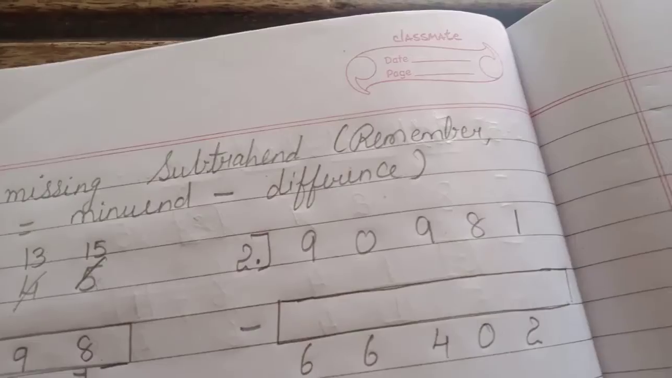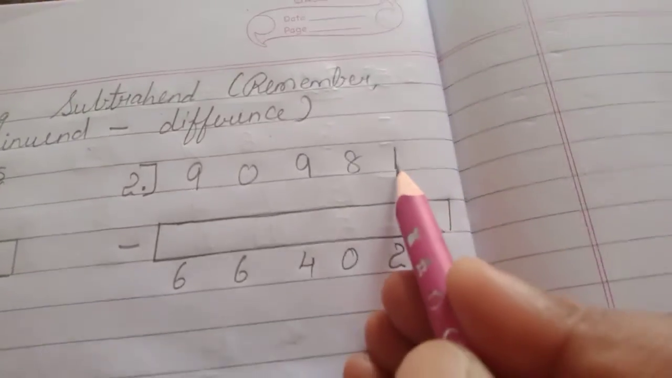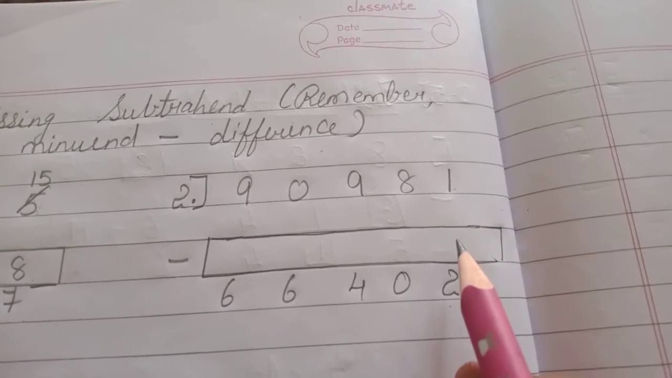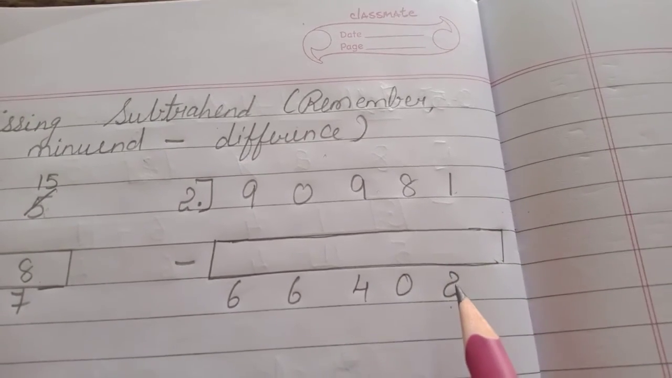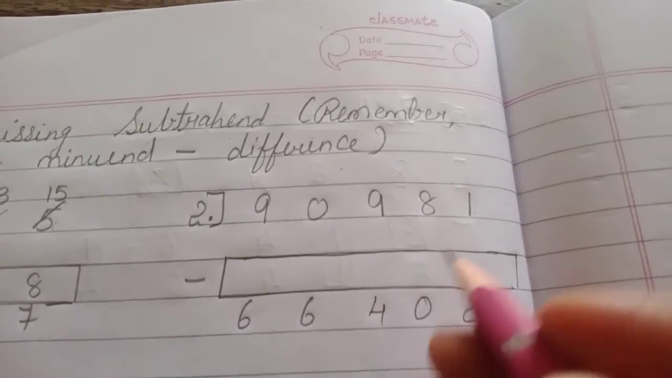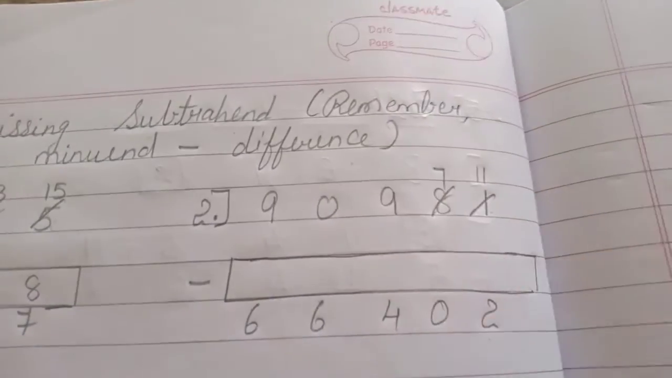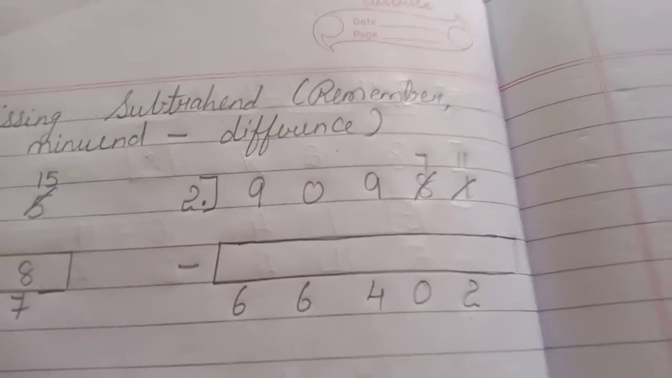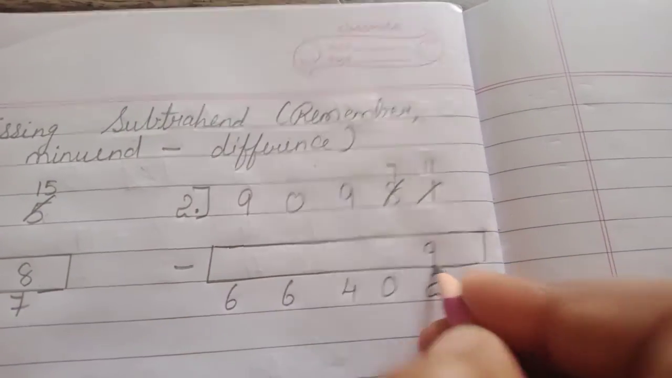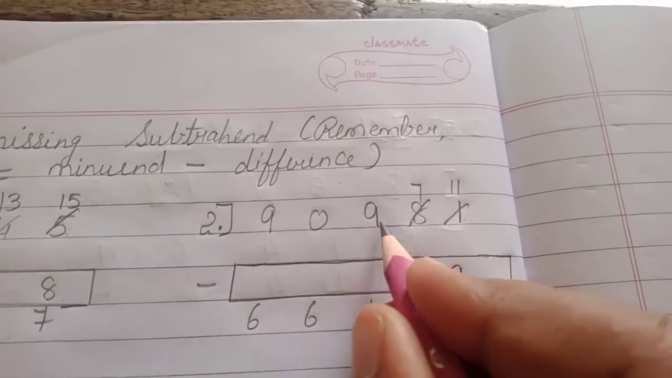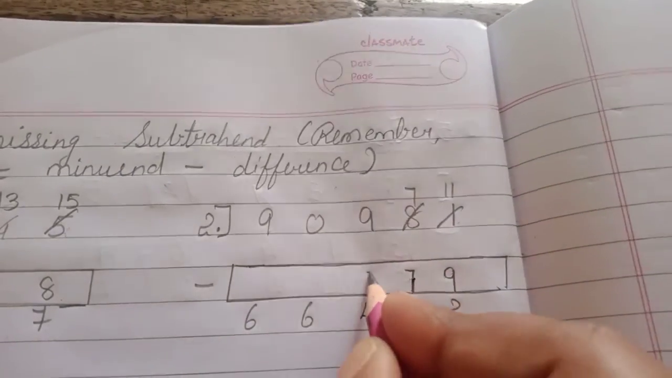Now number 2. At ones place, minuend is 1 and difference is 2. So we have to find out the subtrahend. So 1 minus 2 is not possible. So what we have to do? We have to borrow from 8. So this 8 will become 7 and this 1 will become 11. So 11 minus 2, we will get 9. Then 7 minus 0, we will get 7. Then 9 minus 4, 5.